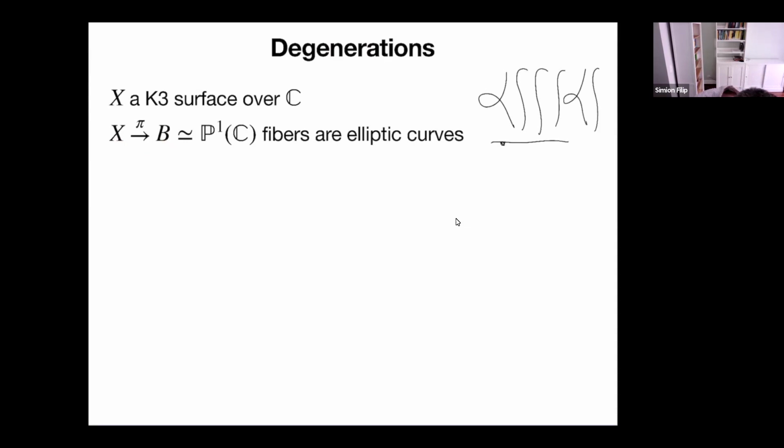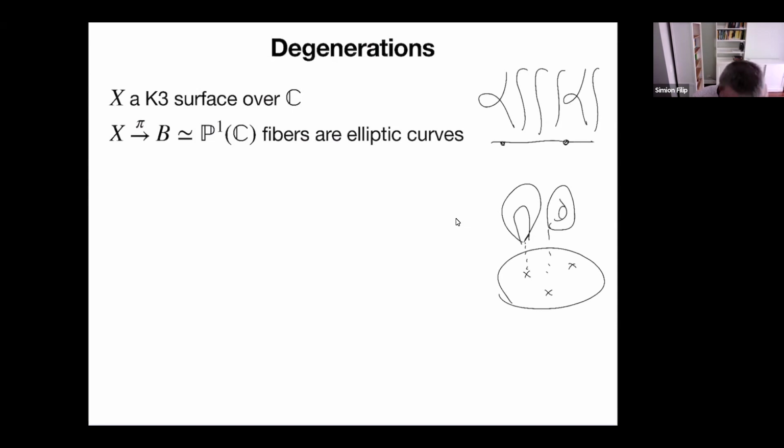You have some singular fibers. So this is the picture over the real numbers on the right. And this is what's called an elliptic fibration. So if you were to draw the geometric picture, you would get something like this. Over some points you have honest tori, and over other points you have singular tori, and the base is a sphere.